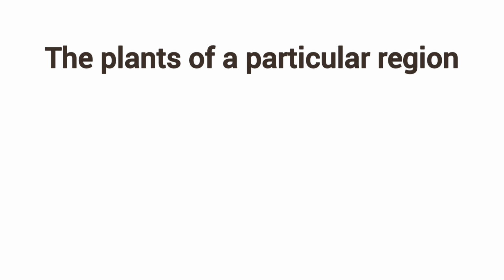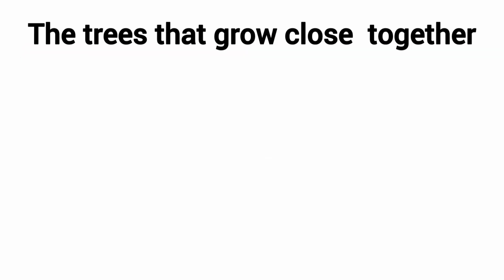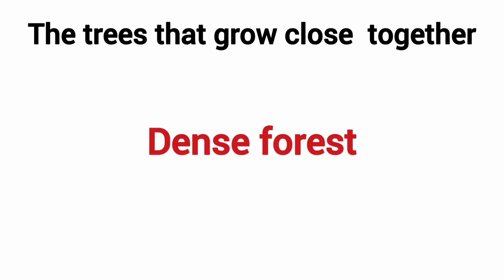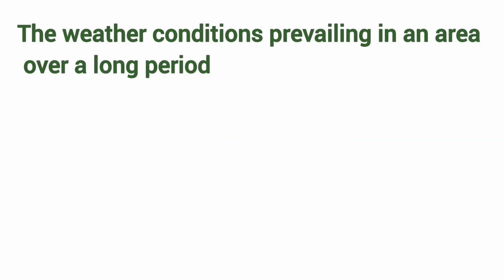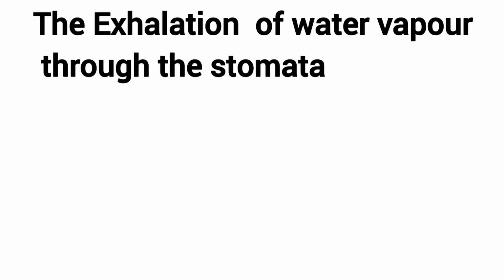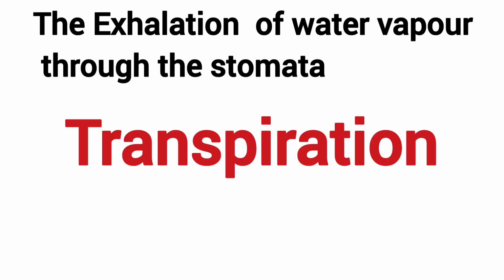The plants of a particular region: flora. The animals of a particular region: fauna. The trees that grow close together: dense forest. The weather conditions prevailing in an area over a long period: climate. The exhalation of water vapor through the stomata: transpiration.